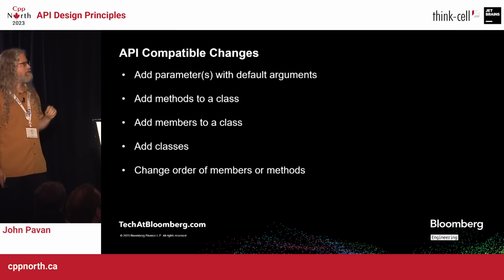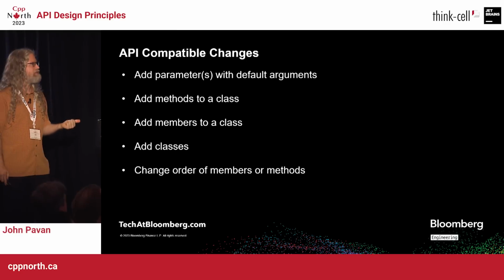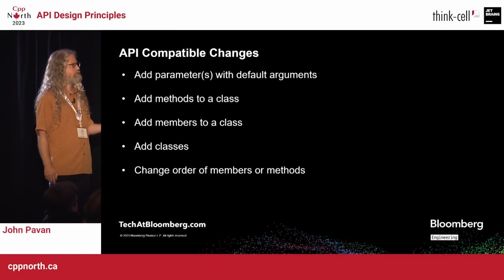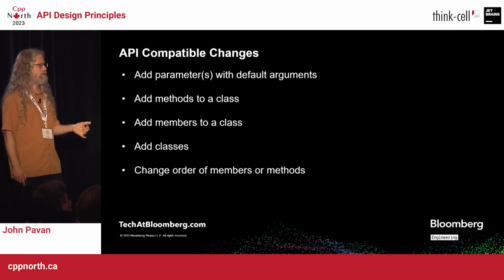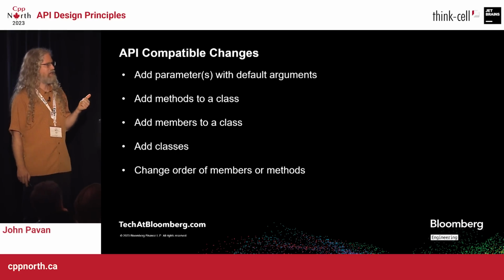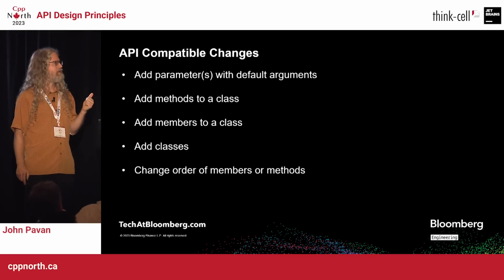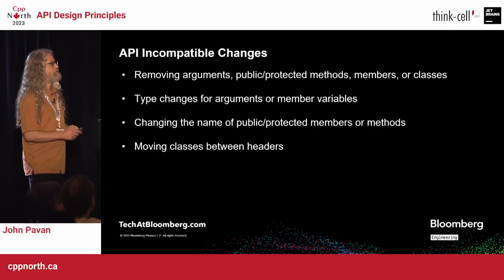API compatible changes are a bit more forgiving. You can add parameters with default arguments. You can add methods to a class. You can add members to a class. You can add classes. And you can change the order of members and methods. If you are doing something like adding parameters with default arguments, you need to be careful about what things can cast into. A default argument on a pointer, and you decide to add a Boolean just before it, can end up doing funny things, just as an example.